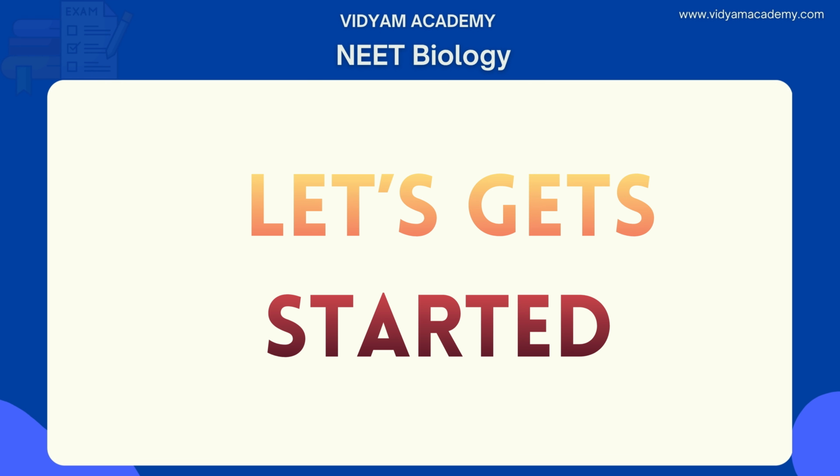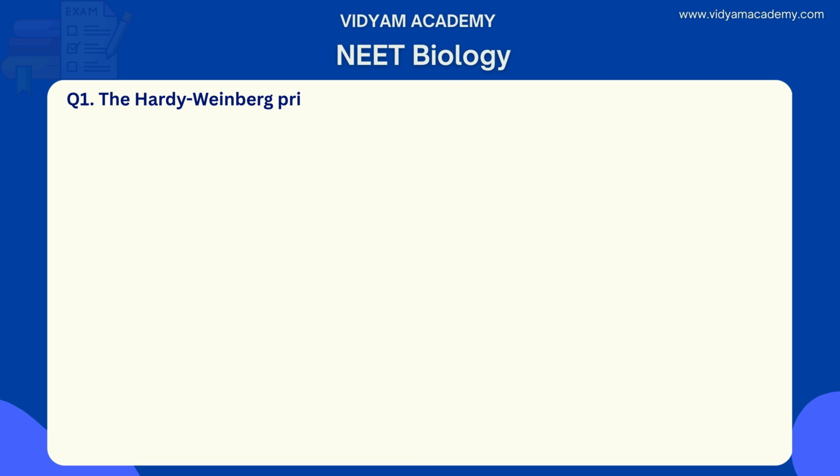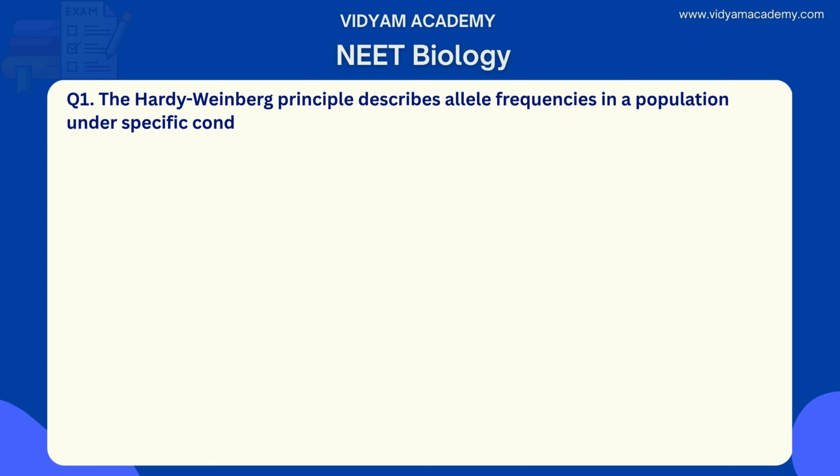Let's get started. The first question: the Hardy-Weinberg Principle describes the allele frequencies in a population under specific conditions. Which statement correctly describes this principle?